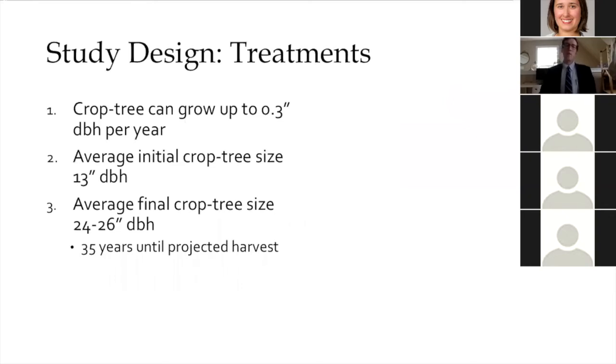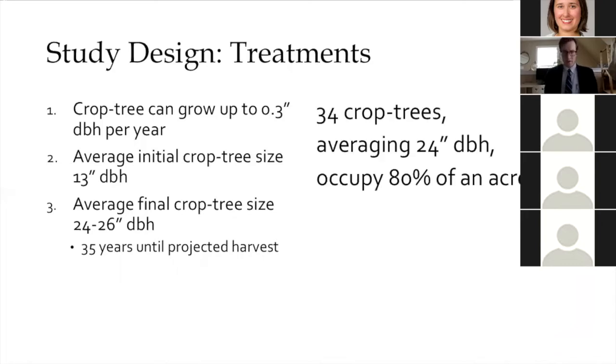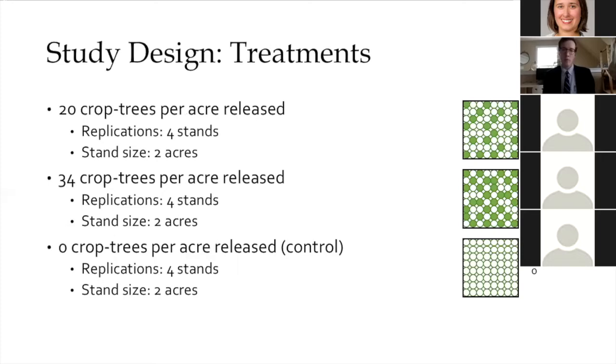So the treatments were selected based on 3 assumptions. The first assumption is that a crop tree can grow up to 0.3 inches in diameter annually. The second assumption was that the average crop tree size at the time of installing the study would be 13 inches in diameter, and given the growth rate, the final crop tree size after 35 years would be 24 to 26 inches in diameter. So with those assumptions, we found that 34 crop trees that average 24 inches in diameter would occupy 80% of the growing space of an acre. So 34 crop trees per acre was one treatment level.